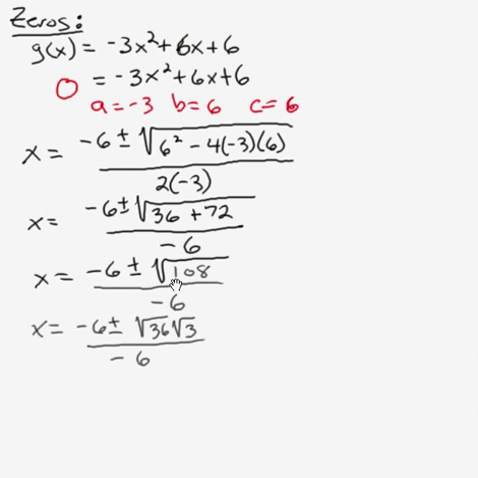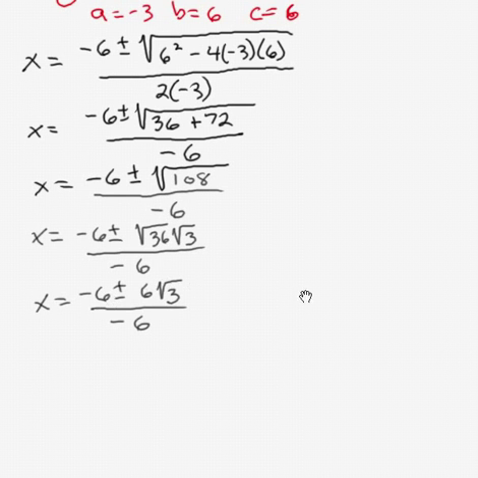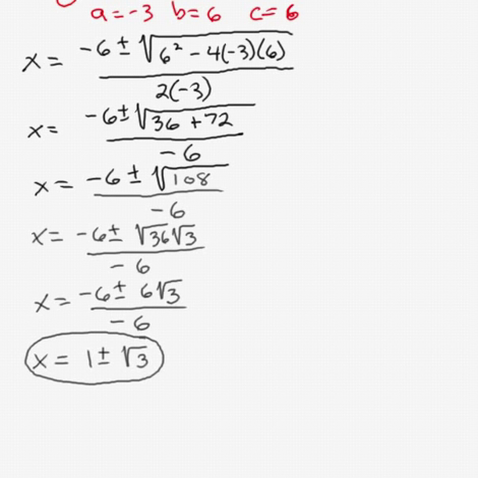Square root of 108, well, that could be the square root of 36 times the square root of 3. And the square root of 36 is 6. Looks like there's a greatest common factor in the numerator there of 6. So when we factor that out, which, by the way, excuse me, I did that in my head, we're left with positive 1 plus or minus the square root of 3. You could divide this out. Negative 6 divided by negative 6 is positive 1. Plus or minus 6 square root of 3 divided by negative 6 is plus or minus the square root of 3.